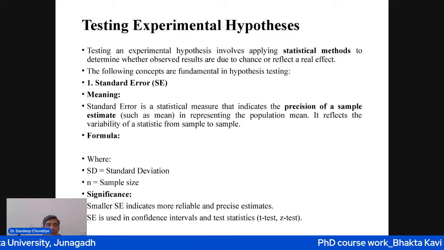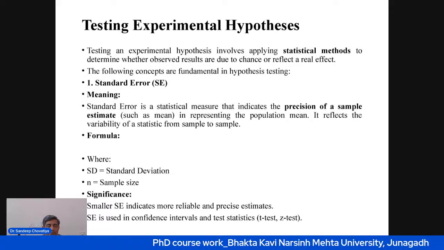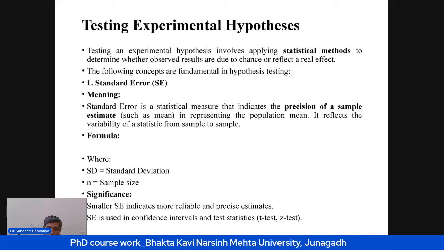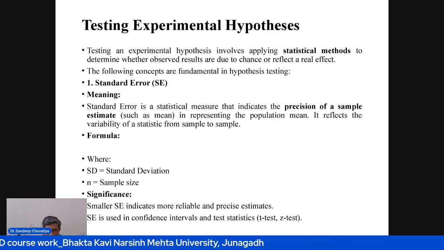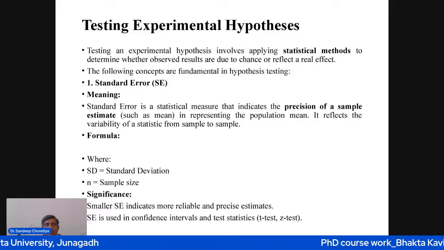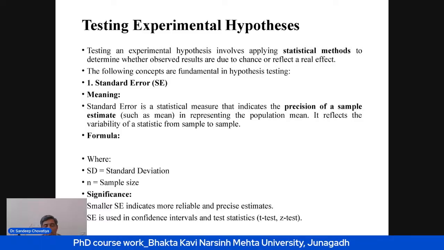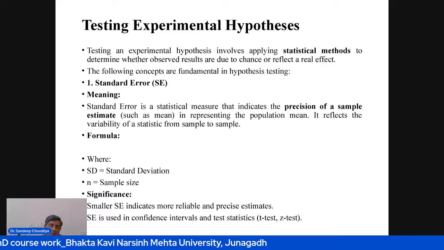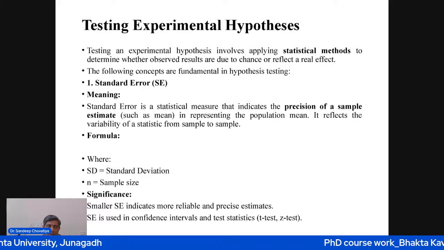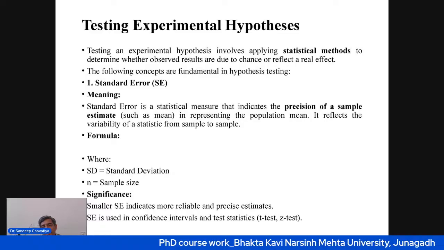First, we analyze or find out the standard error. Number one, what do we mean by that? Standard error is a statistical measure that indicates the precision of the sample estimate, such as the mean. Whatever blood analysis samples of the rat we collect, in one experiment, if we have 6 different rats, we take the mean.